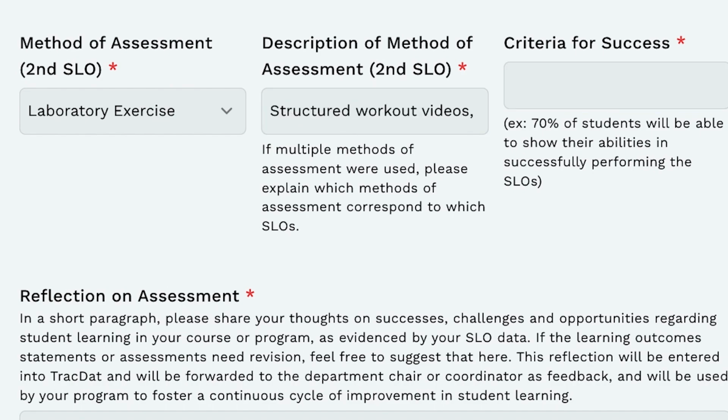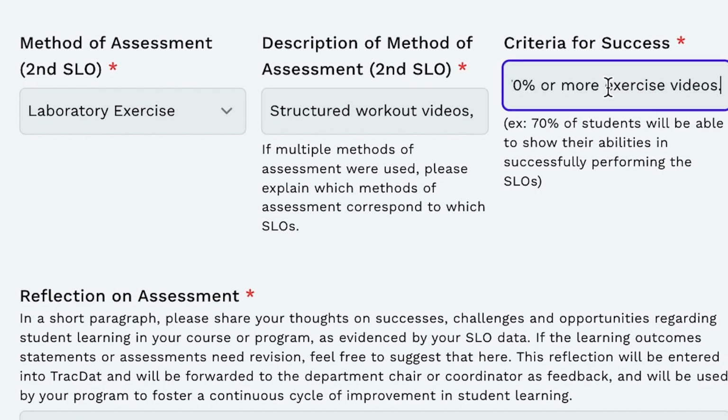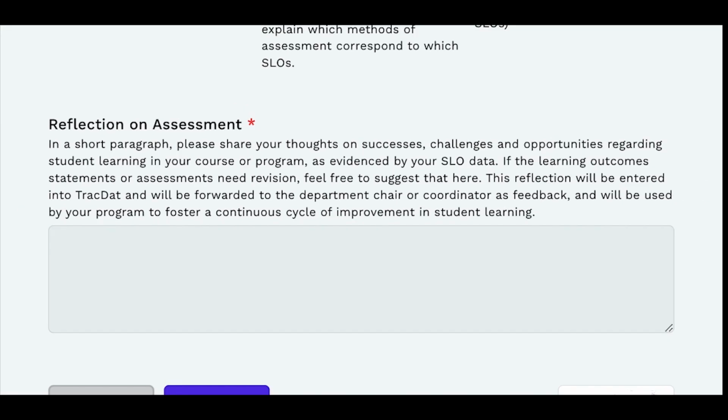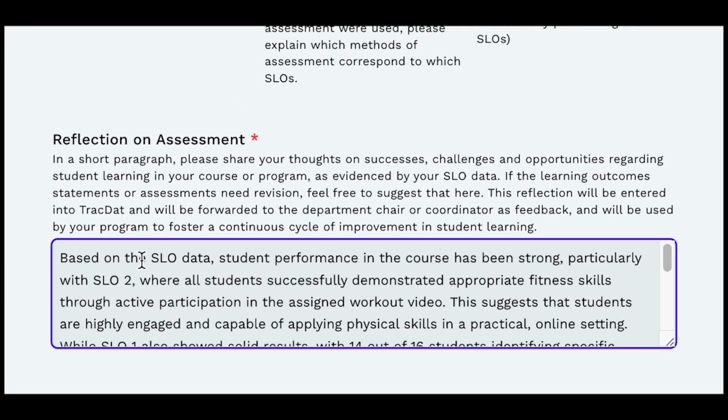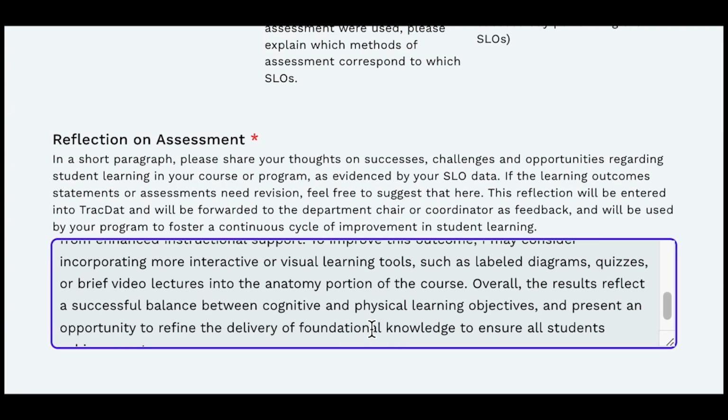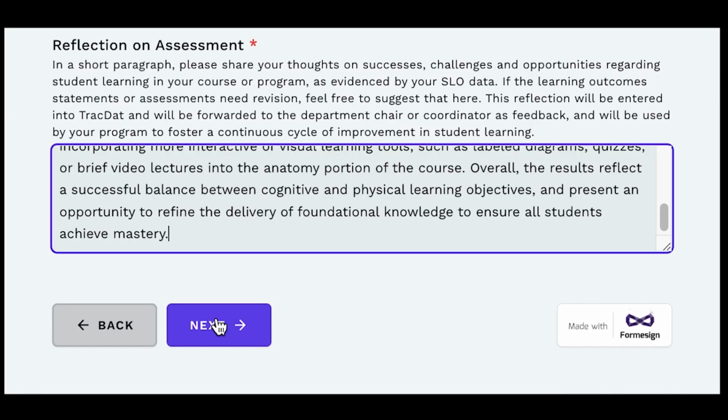My criteria for success is students will be able to show their physical abilities in 70% or more of exercise videos. And then we're going to move on to the reflection. This is a way for us to really look at how effective we are being at teaching and where we might need some help. Okay, so for me, based on the data, things are looking really well, but if students are struggling on my muscle anatomy stuff, maybe I need more assignments to help with that.